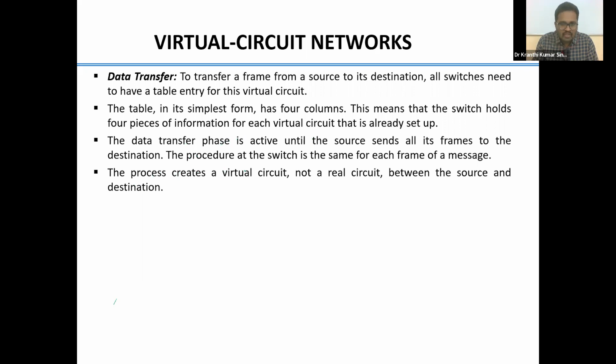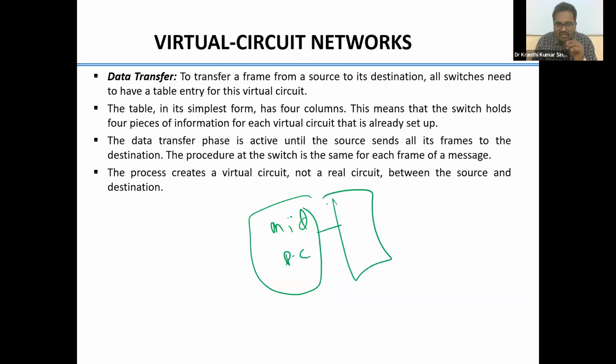The process creates a virtual circuit, not a real circuit. It is not a physical path between the source and destination. It contains only a virtual circuit identifier. That means we are all communicating via a Zoom link with a virtual circuit ID. The virtual circuit ID is the meeting ID and password. This meeting ID and password are never reported to any other combination.